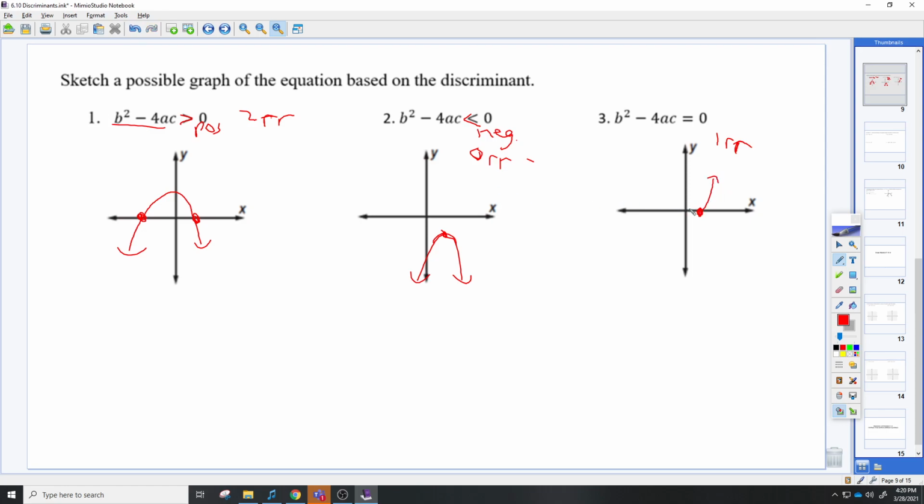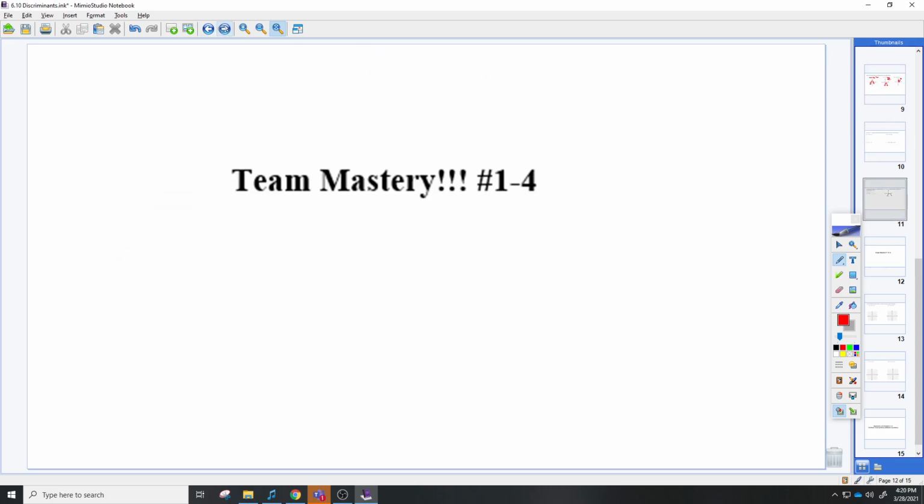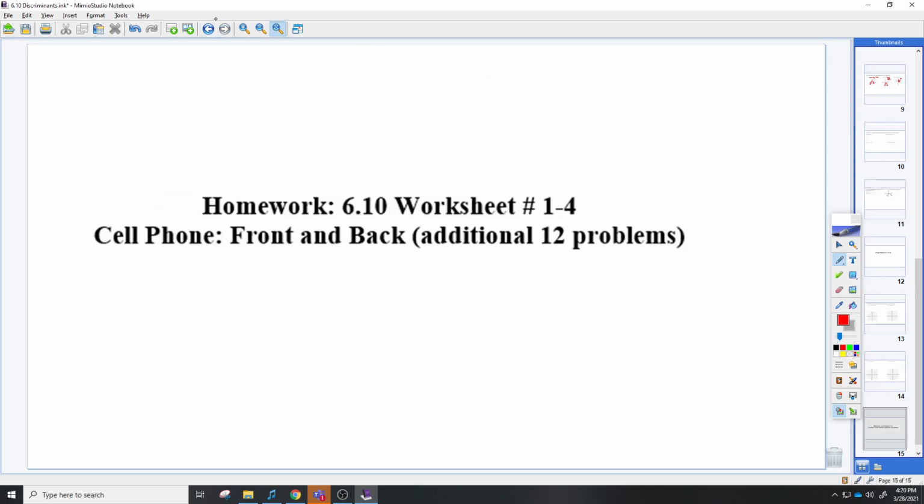And so that's it for the very end of the chapter, 6.10, determining how many real roots you have. And you can finish up the rest of it, and we can move on to the next chapter.